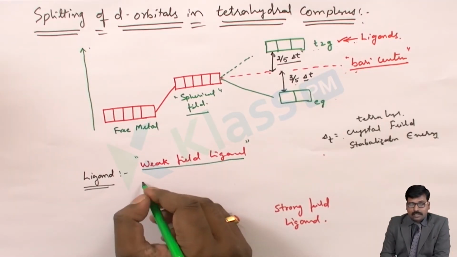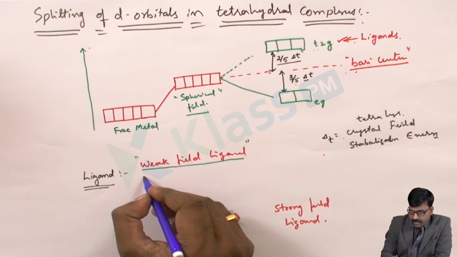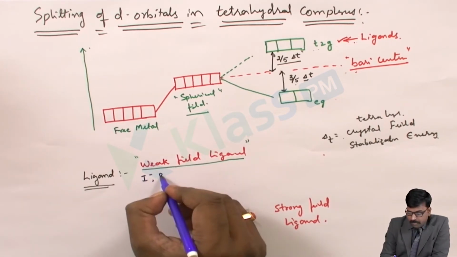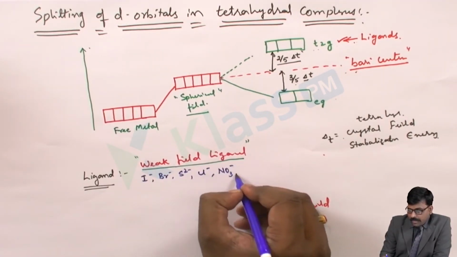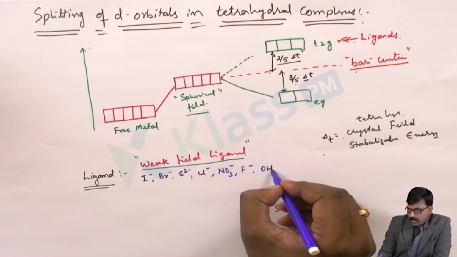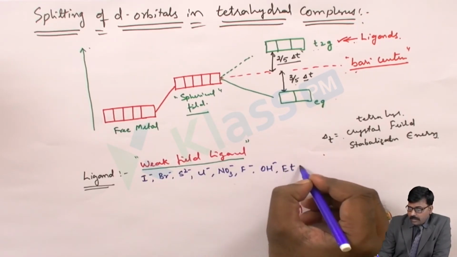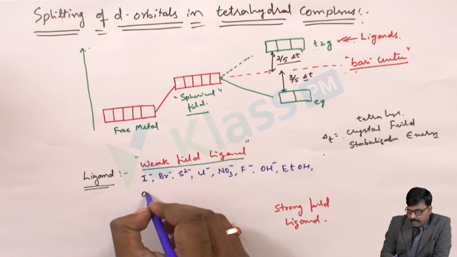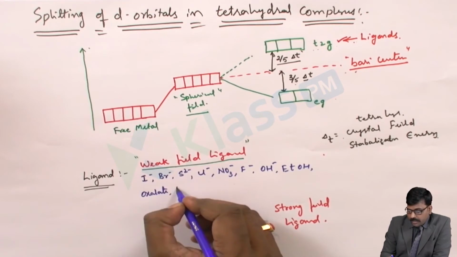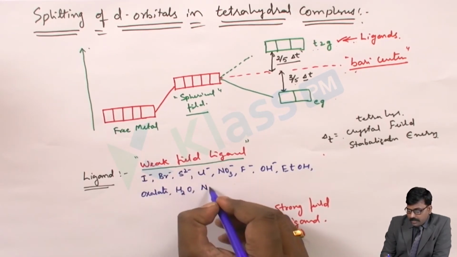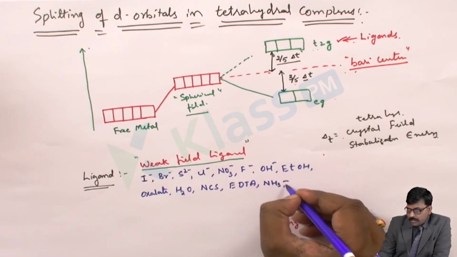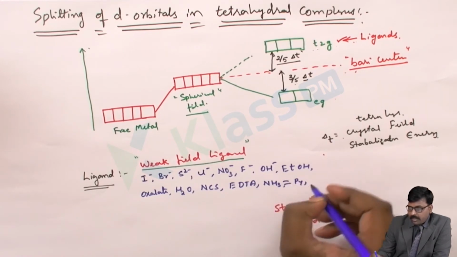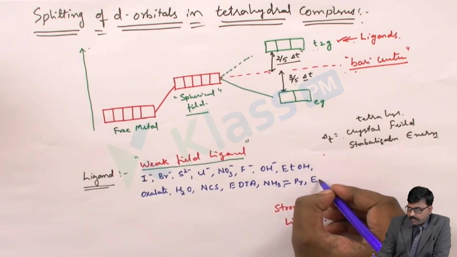So now we will write the spectrochemical series of these ligands. From the weak field I will start, that is I minus, Br minus, S minus 2, Cl minus, NO3 minus, F minus, OH minus, ethyl alcohol (EtOH), and oxalate, and H2O, the neutral molecule, and NCS, and EDTA, and NH3. NH3 and pyridine will show an equal kind of splitting field.